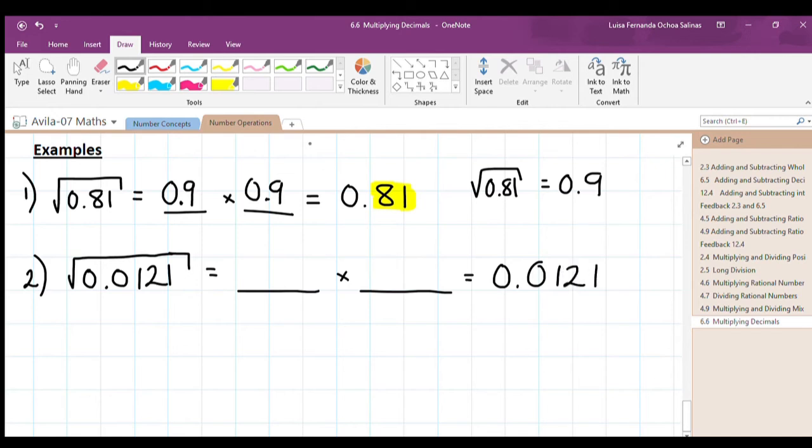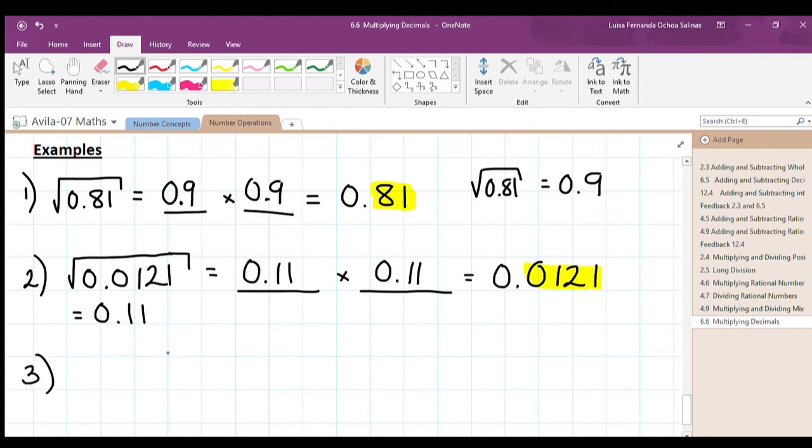Okay, how many decimal places in my answer? 4. So I need 2 decimal places in each one of these, which you already know. And which number do I multiply by itself to get to 121? We know that that answer is 11. So that means that this one has to be 0.11 and this one has to be 0.11. Therefore, the answer is 0.11. It's very easy and entertaining to do.